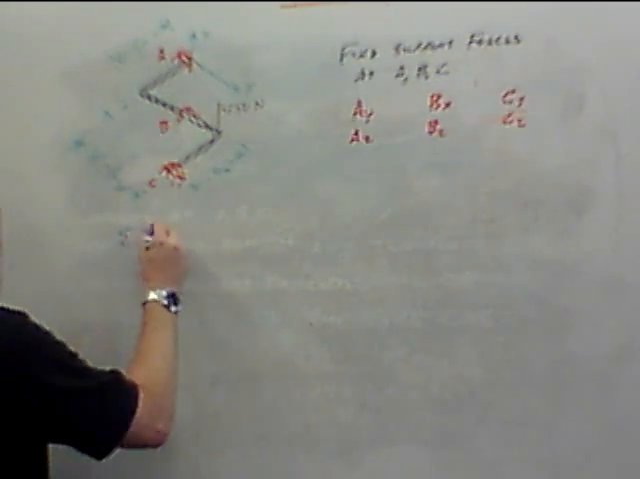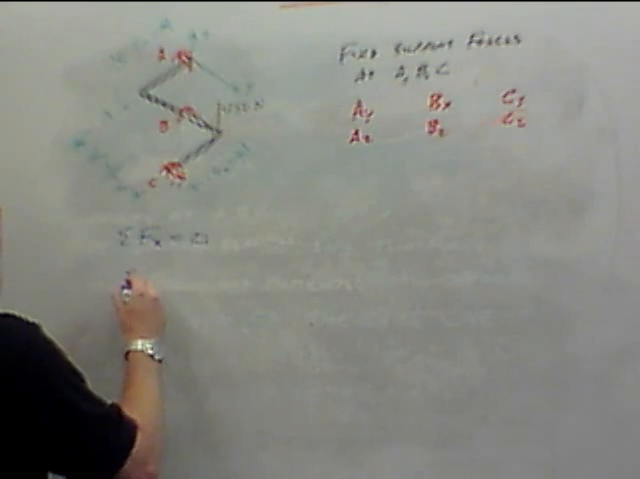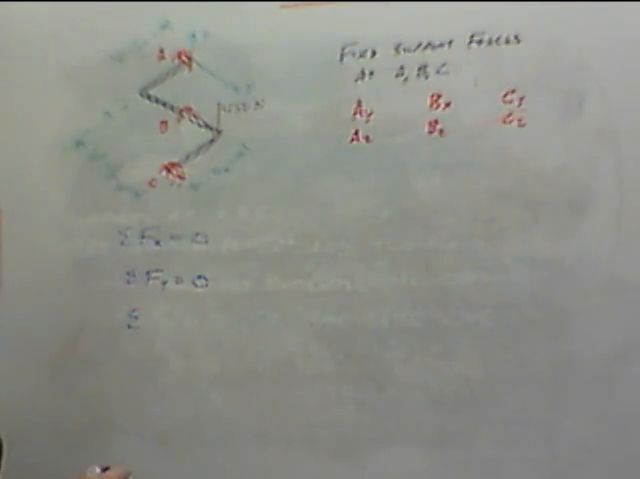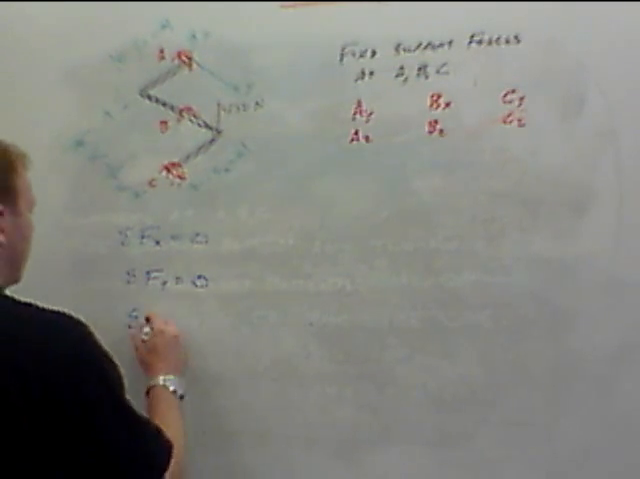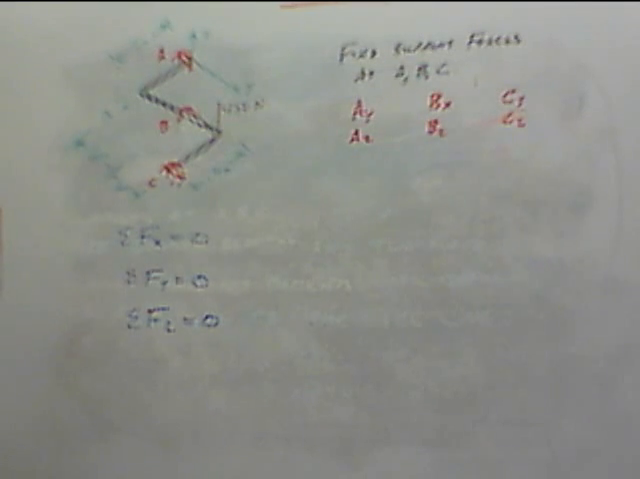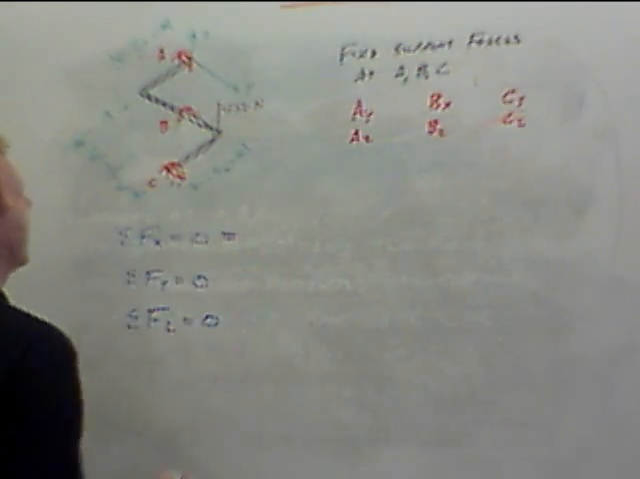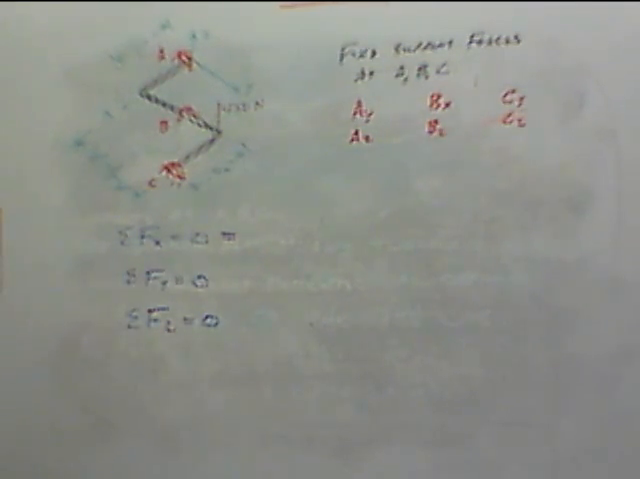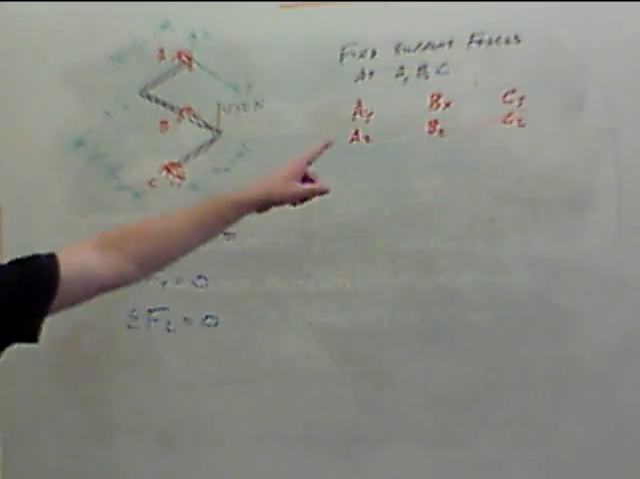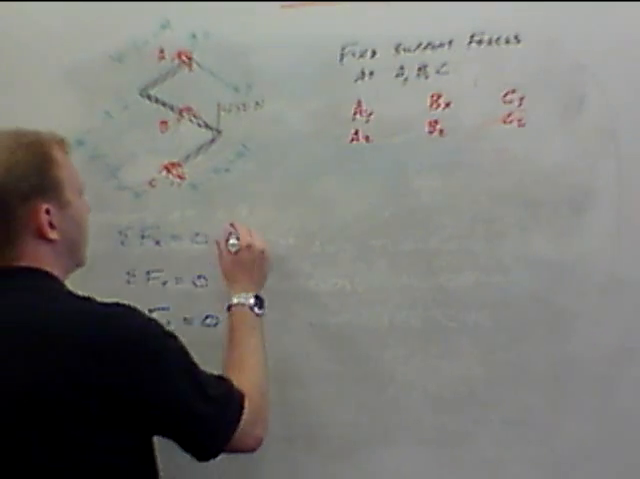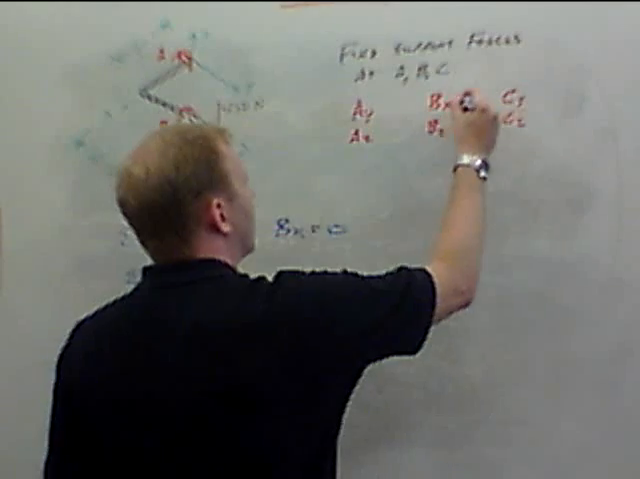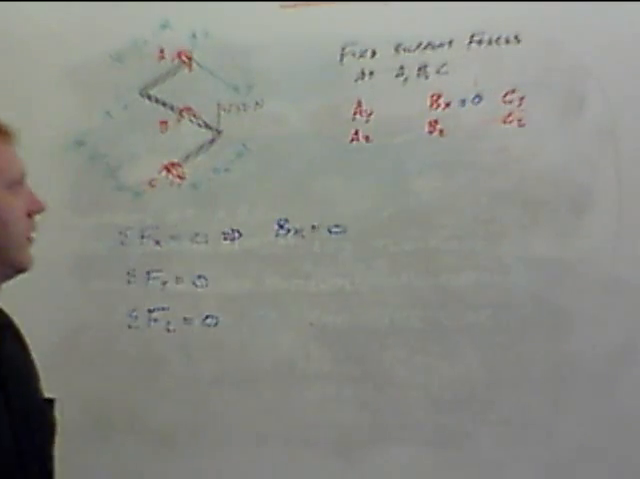Now with this, it makes sense to go ahead and set up our equations for equilibrium. So summation of forces in the X equals 0, summation of forces in the Y equals 0, summation of forces in the Z equals 0. I'll start with the X direction. We have no applied forces. Bx is the only one that has this, so we have Bx equals 0. That's beautiful. We're already eliminating one of our unknowns.